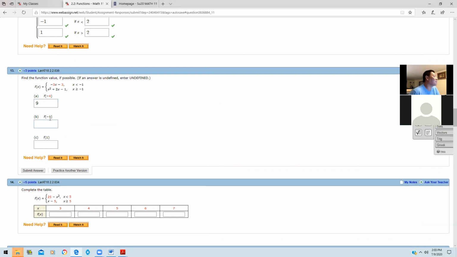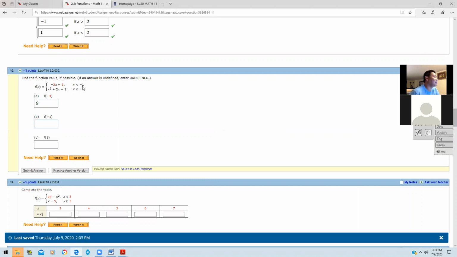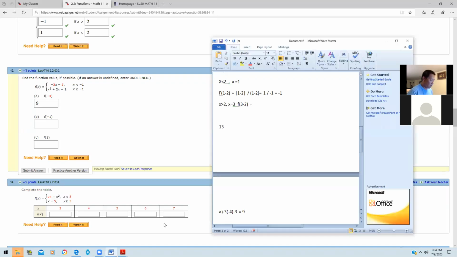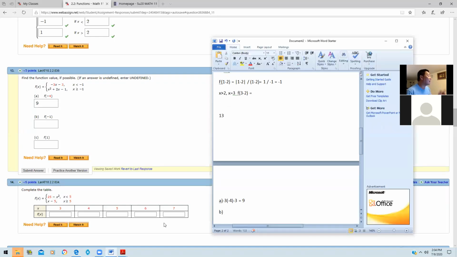Now, what do you think about negative 1? Is negative 1 less than negative 1, or is negative 1 less than or equal to negative 1? So which one is correct here, the first one or the second one? Anyone? So this is the second one, yes. So in this case, we only do the second one. For part B, you just plug negative 1 in there. So negative 1 squared plus 2 times negative 1 minus 1, and then you figure out what number that is, and you put it over here.